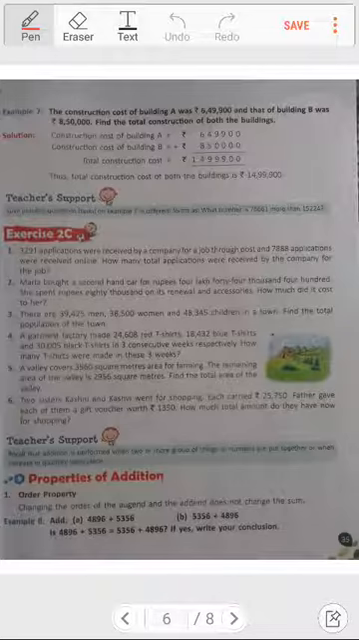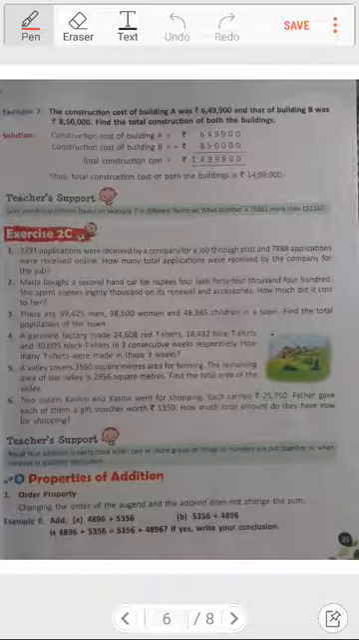The construction cost of building A was 6,49,900 and that of building B was 8,50,000. Find the total construction cost of both buildings. So the total construction of both buildings will become what? Whenever it is said total, you have to add. Total means adding.